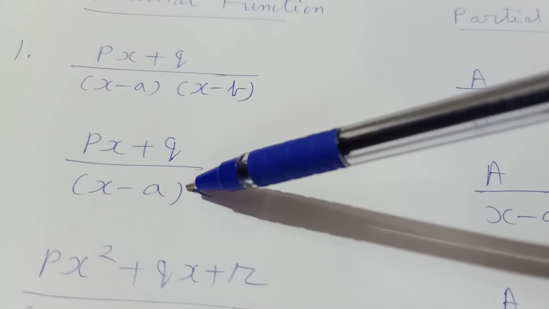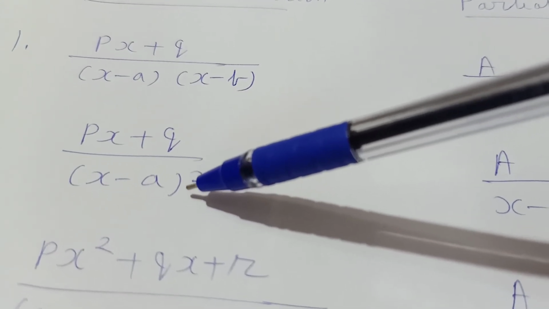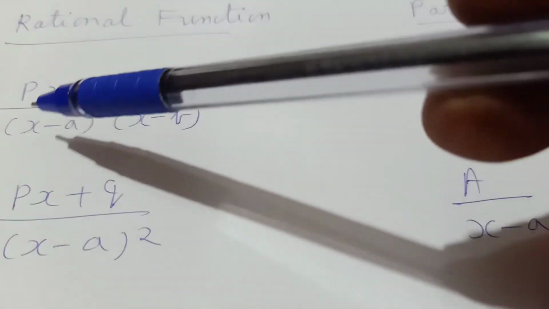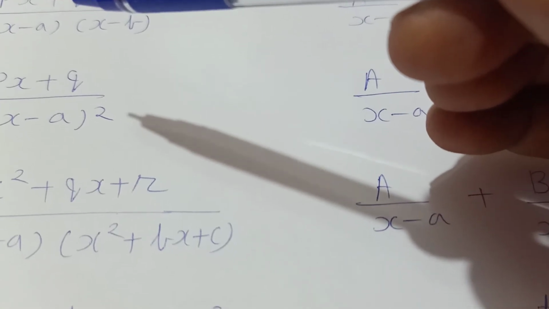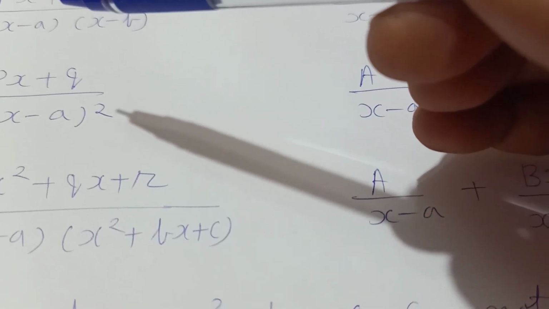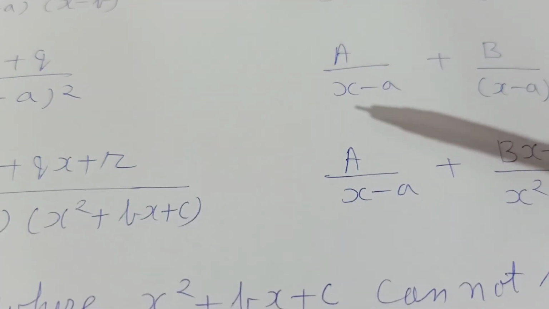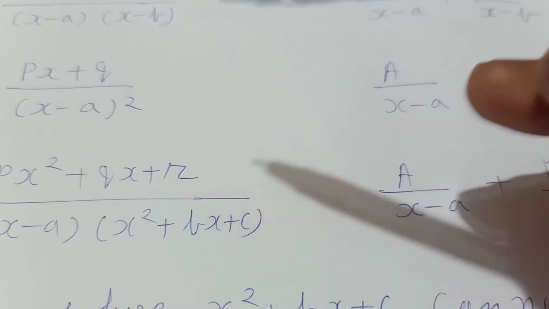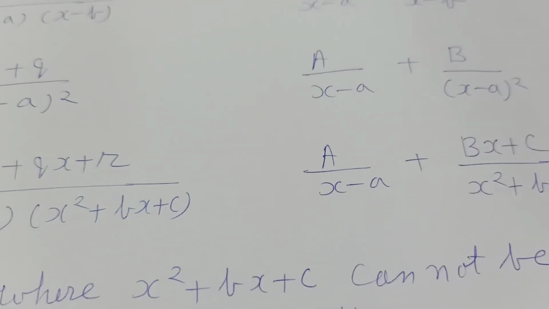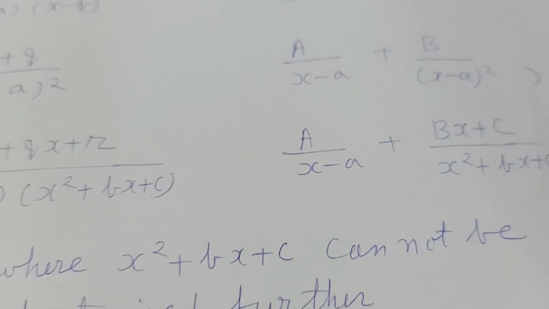If the factors in the denominator are repeating and the rational function is proper, then suppose we have px plus q upon x minus a whole square. Here the highest power in the denominator is 2. So we will write A upon x minus a plus B upon x minus a whole square. Suppose we have power 3, then how will we write? We will write A upon x minus a plus B upon x minus a whole square plus C upon x minus a whole cube. Okay.